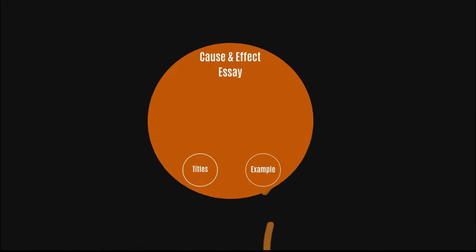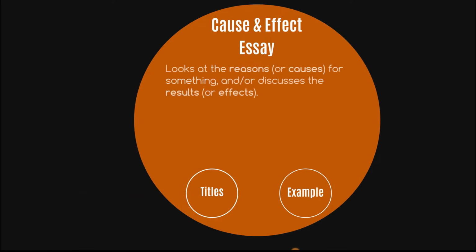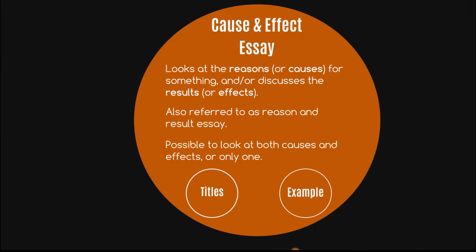So cause and effect essays look at the reasons or causes and the results or effects of something. Another term for cause and effect essay is therefore reason and result essay. And sometimes with this essay type we might look at both causes and effects, but it's also possible to have an essay that looks only at causes of something or only the effects of something.